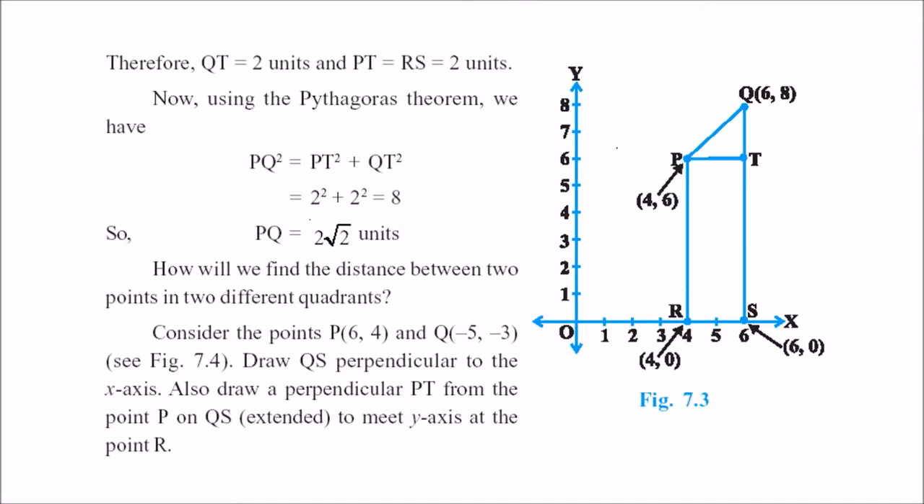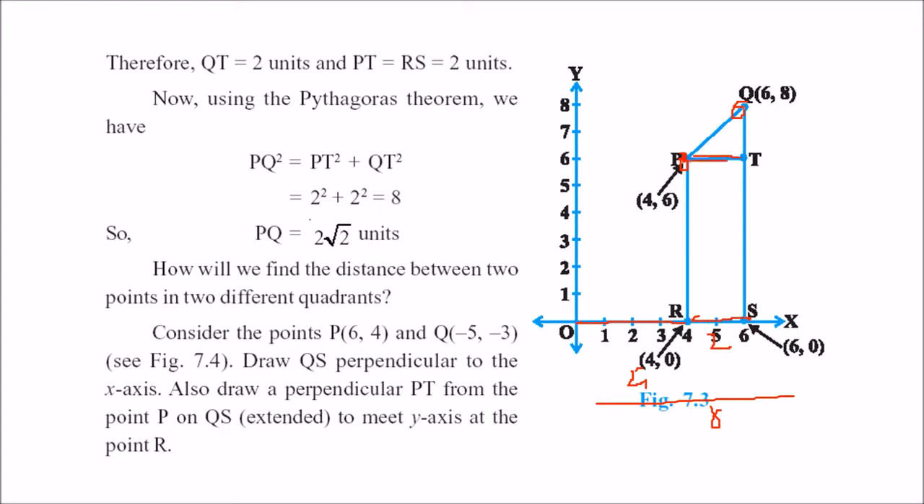Well, let us take an example. This is your point 4, 6. This is your point 6, 8. I want to find out the distance between P and Q. From this coordinate axis, the x distance, or the distance from the y-axis, is what? 4. What is this distance? 6. So this is 2. 6 minus 4 is 2. So this is also 2.